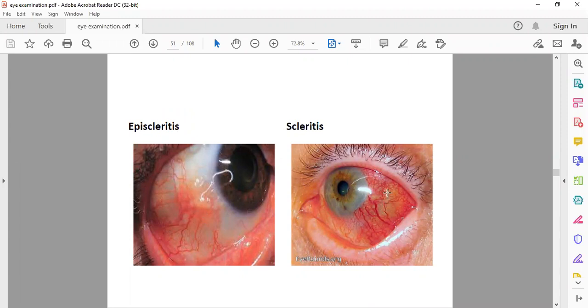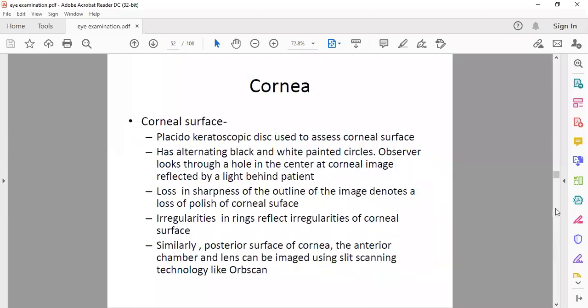But scleritis, friends, is very painful. The patient will have severe pain in the eyes, and you can see there is a thinning of the sclera here. This area appears bluish in color, and the rest of the sclera is inflamed. If you see carefully, the conjunctiva is transparent and appears not involved, and the congestion is deep. So this is scleritis, and it is present in various autoimmune diseases like rheumatoid arthritis.